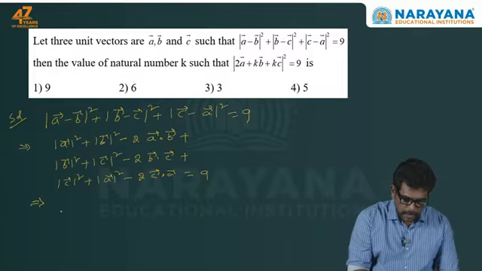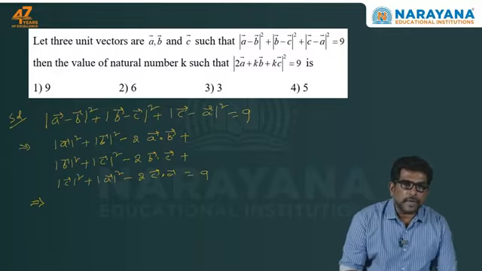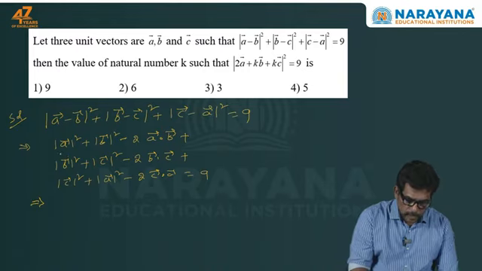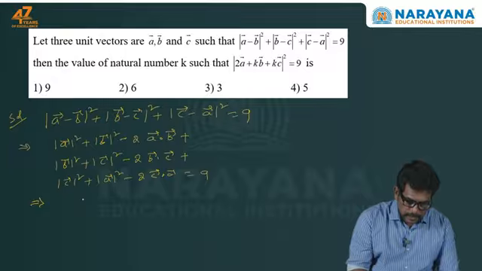Now, a bar, b bar and c bar are unit vectors. So, unit vectors means that the magnitude of each vector is 1. So, mod a bar square plus mod b bar square plus mod c bar square, this becomes 6 minus 2 times a bar dot b bar.